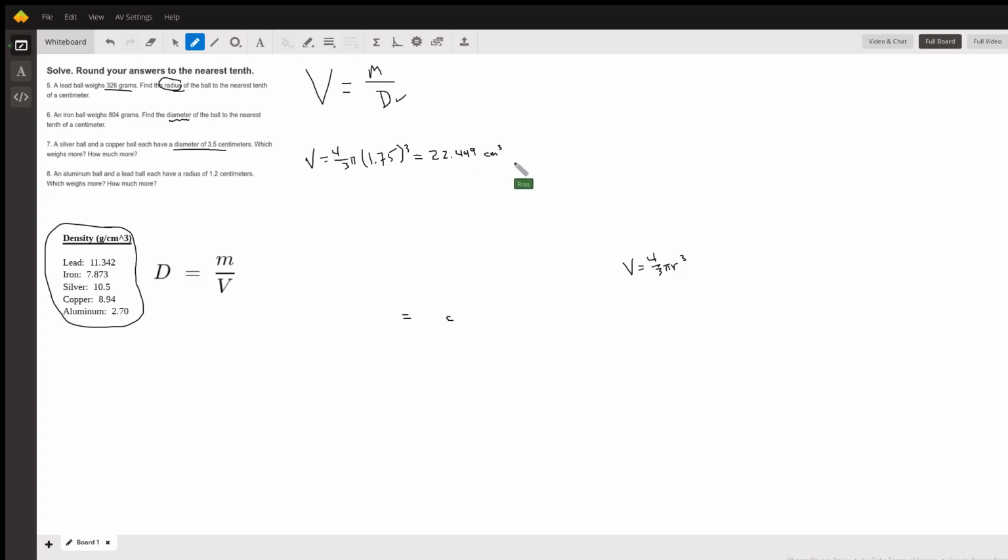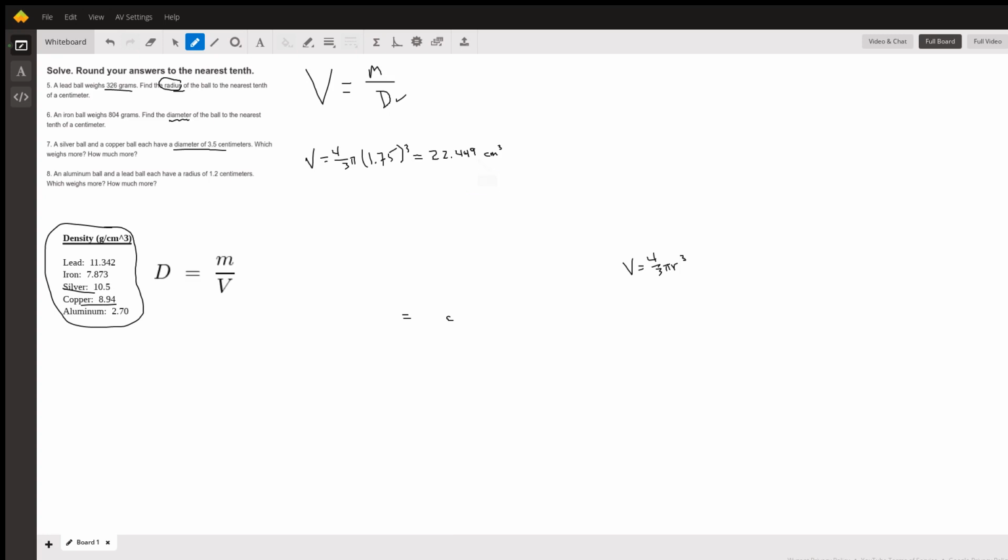Now, is that for the silver ball or the copper ball? My favorite part of this is it's actually both. You might think, well, they're different metals. They both have different densities, you can see down here, but that has nothing to do with volume. It has a lot to do with weight and mass, but nothing to do with volume. So in this case, the volume of both of those balls, the silver and the copper, is 22.449.